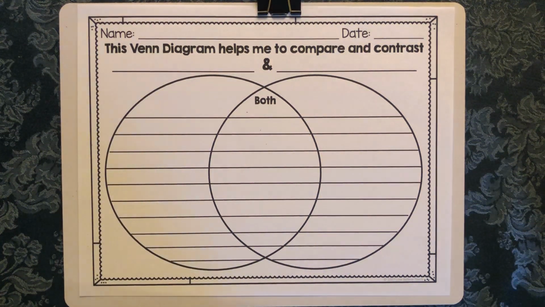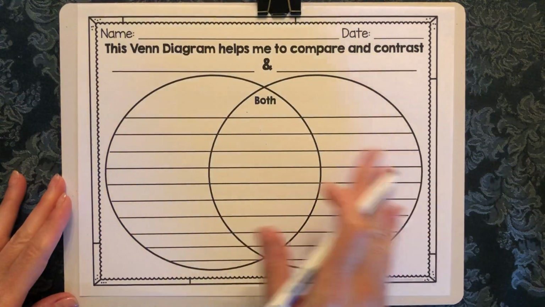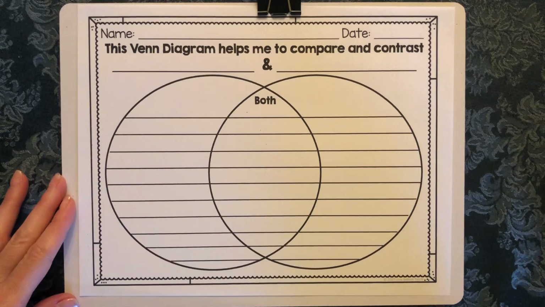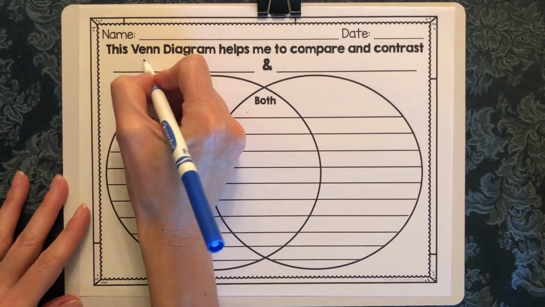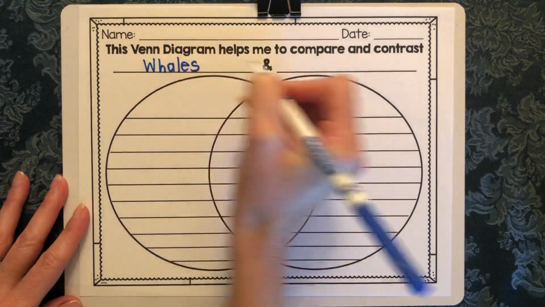Okay, boys and girls, today we're going to learn about a Venn diagram and comparing and contrasting two different things. So for example, today we're going to compare and contrast whales and fish. On this sample Venn diagram, I'm going to label the Venn diagram and write whales and fish.